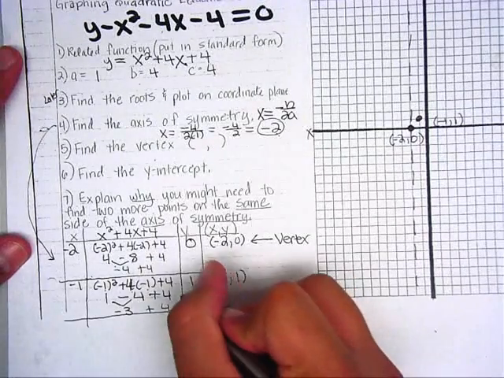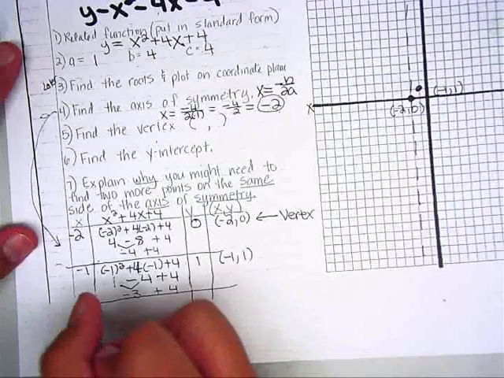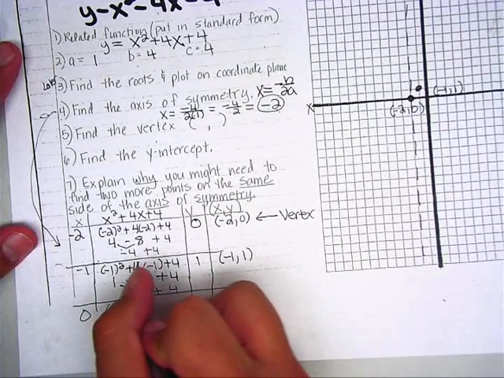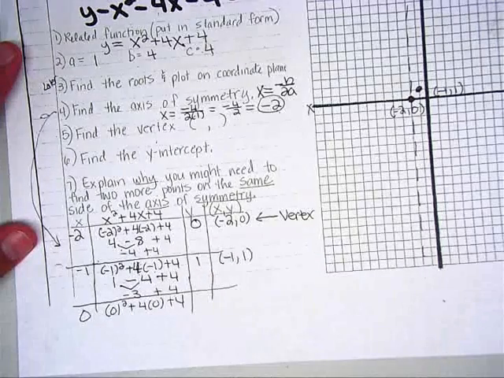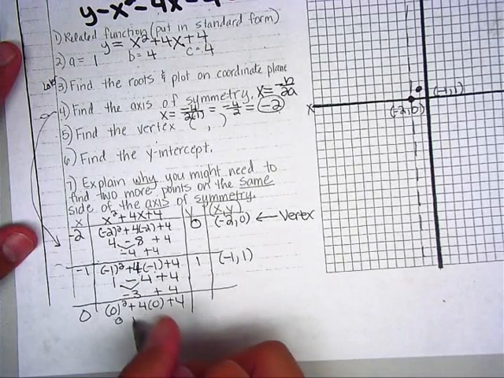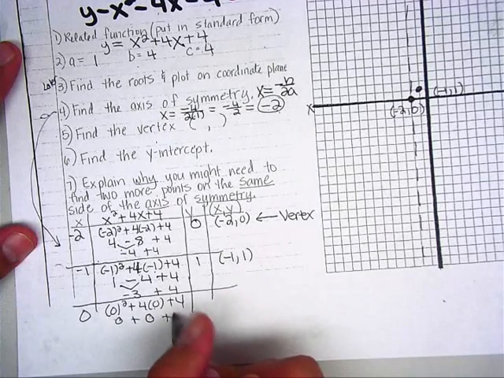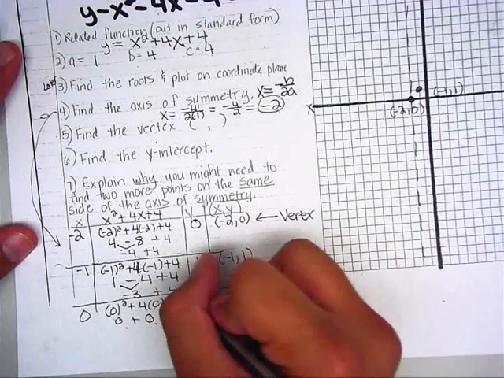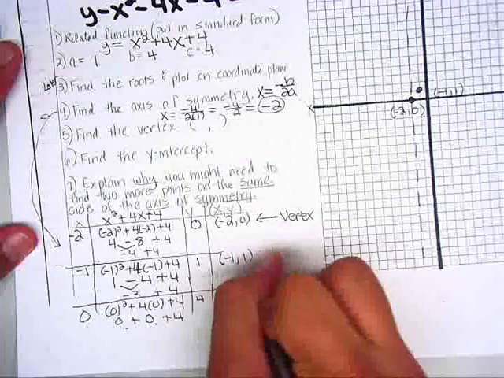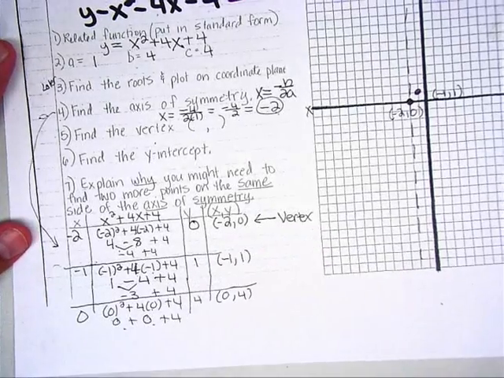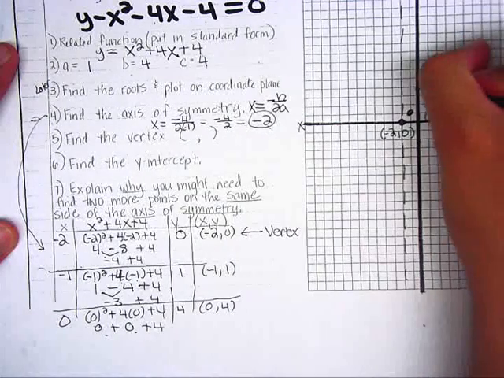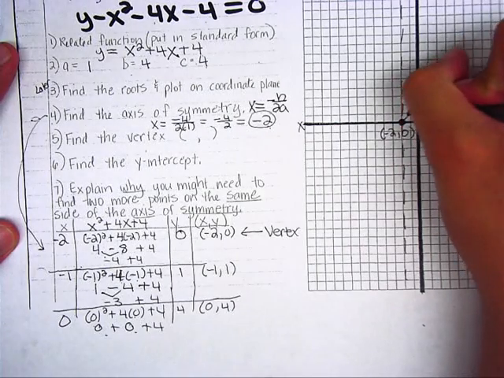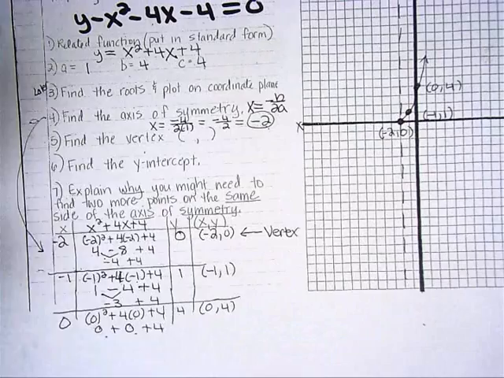The last point that I'm going to plug in is 0. 0 squared plus 4 times 0 plus 4. 0 squared is 0. 4 times 0 is 0. So 0 plus 0 plus 4 is equal to 4. The third point I plot is 0, comma 4. 0, comma 4 is right up here. Label your point. So I have half of my parabola.